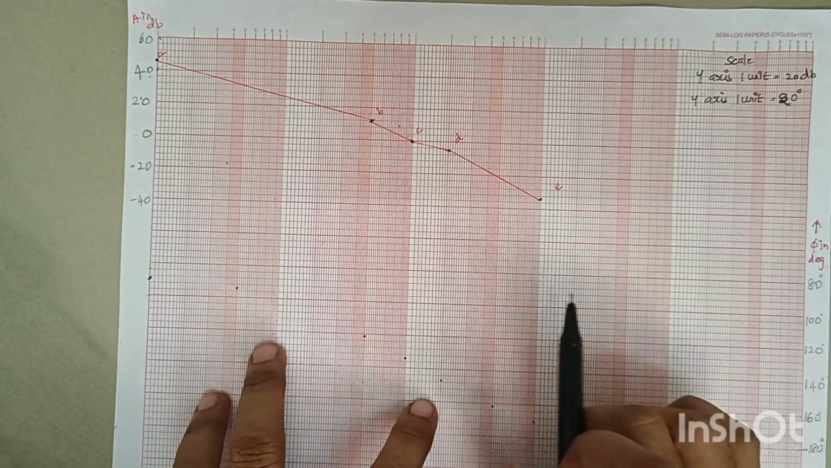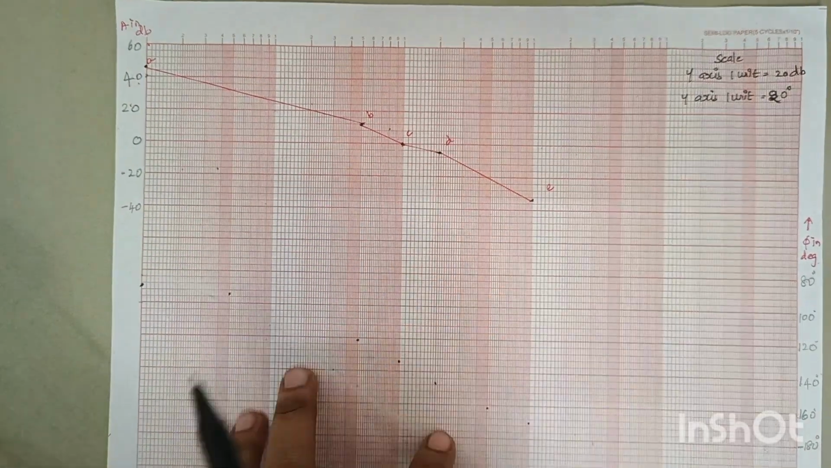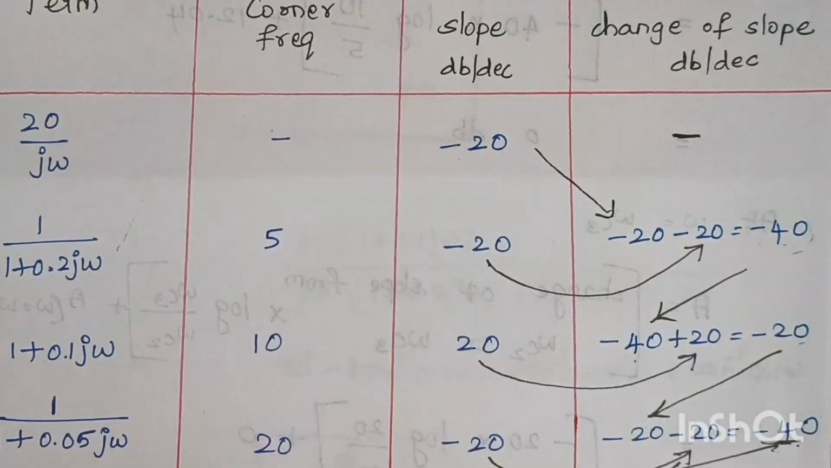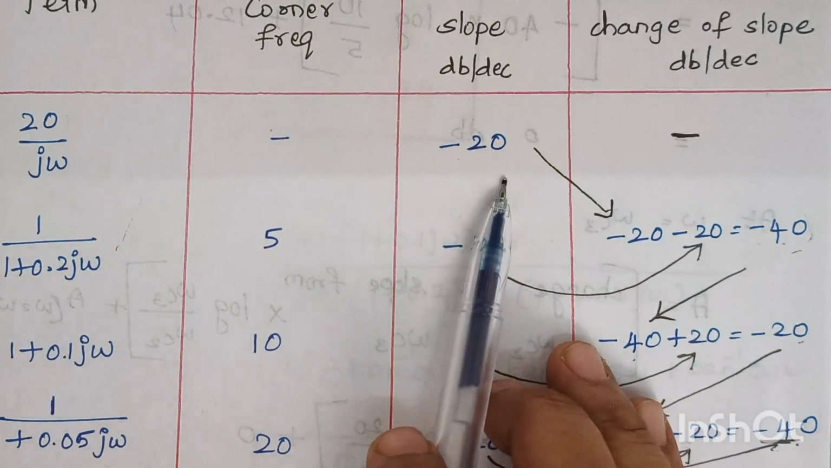Now we have to mark the respective slopes. For marking the slope, we have to look back at our table. So what is the first value of slope? It is minus 20.